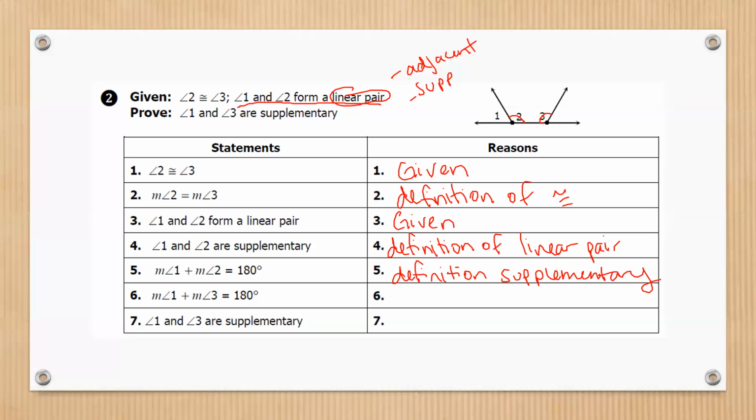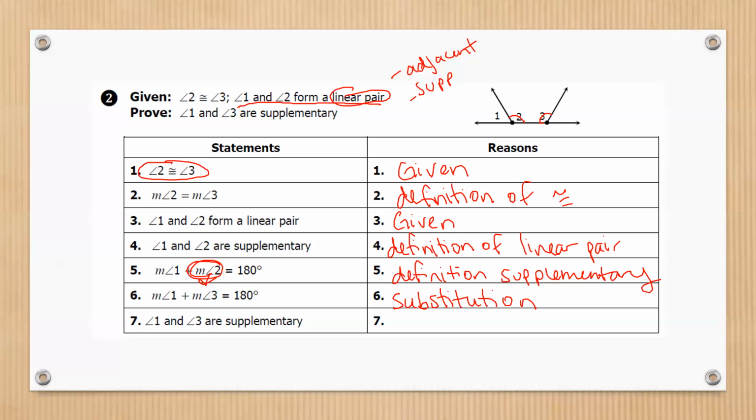Okay, now step 6 says the measure of angle 1 plus the measure of angle 3 equals 180. Remember way back in steps 1 and 2, we said angle 2 and angle 3 were congruent. So I can take what angle 2 equals and replace it. And when I take what something equals and replace it in the equation, we call that substitution.